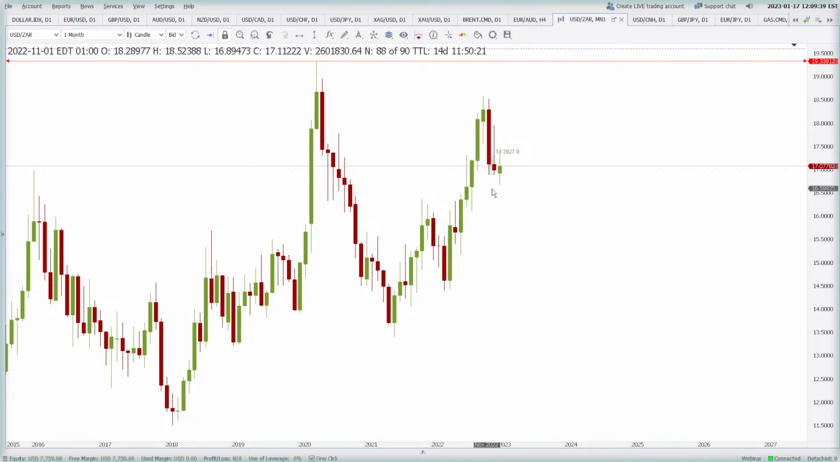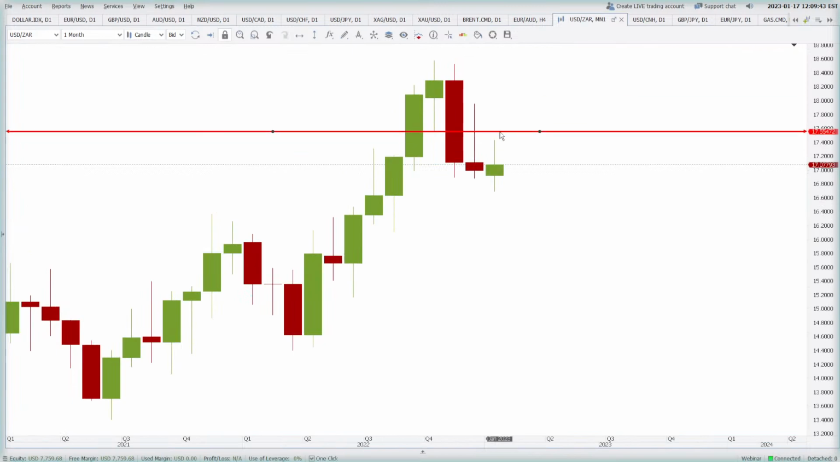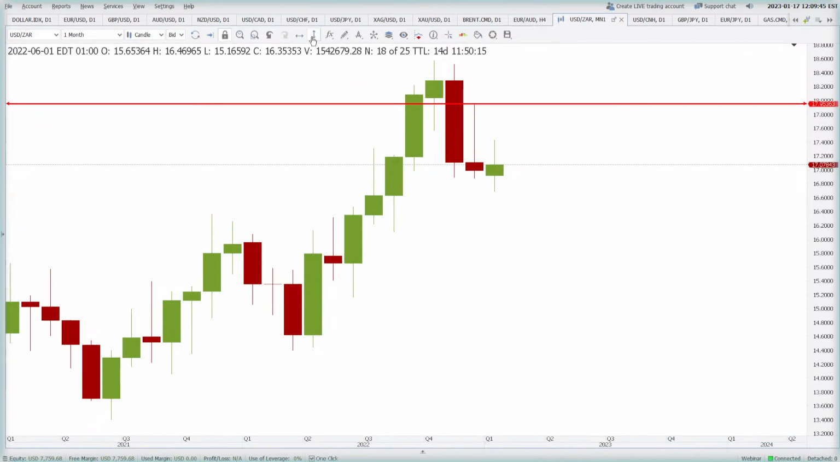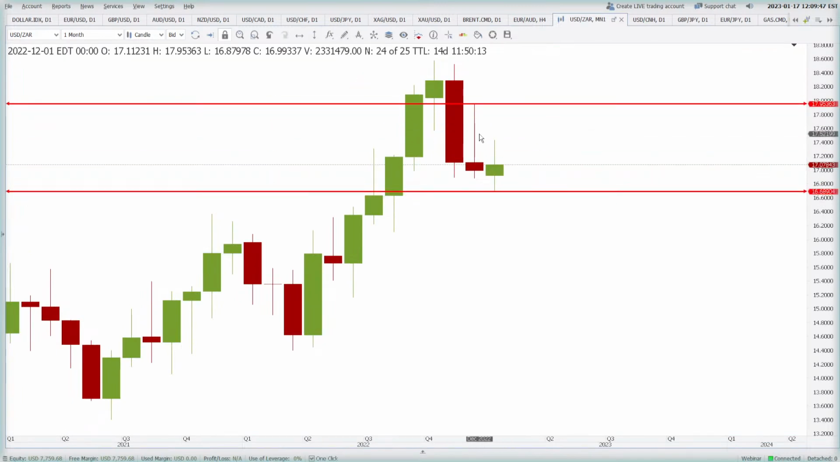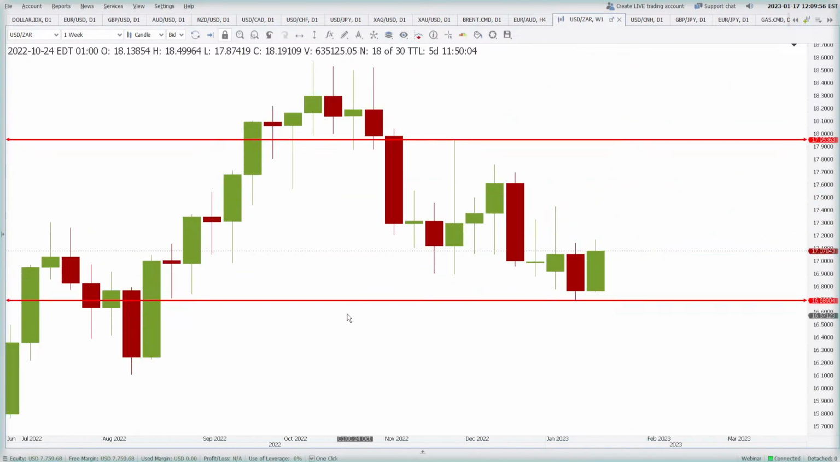So what I was saying is, you just mark the recent monthly highs and lows. Okay, recent monthly highs and lows, and then you go back to weekly. Simple.